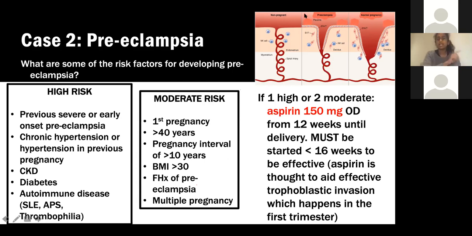So ladies with type 1 or type 2 diabetes, yes, according to this criteria, because they already satisfy the one high risk, they'd get aspirin 150 milligrams. That was a good observation there. So they usually start from 12 weeks until delivery. You need to start it under 16 weeks because it helps to aid the trophoblastic invasion, which happens in the first trimester. So you want to start it quite early. So from 12 weeks until delivery, and it's aspirin 150 milligrams that you give them.